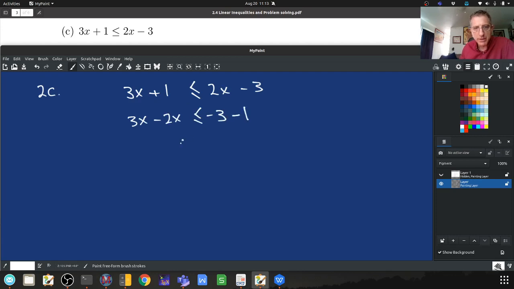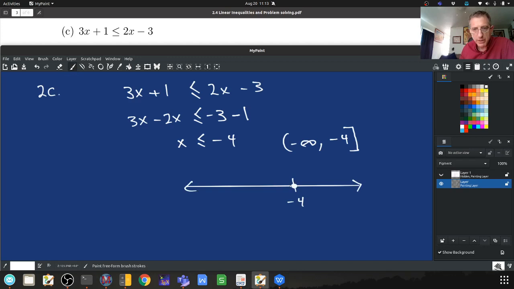So 3x minus 2x is x. Minus 3 minus 1 is minus 4. So this is x less than or equal to minus 4. So all of these numbers are going all the way down to minus infinity, and it includes minus 4. On the number line, I'll say that's minus 4. Minus 4 is included, and it goes all the way down to here. Right here's minus infinity. So now you can see exactly how I got this interval notation.